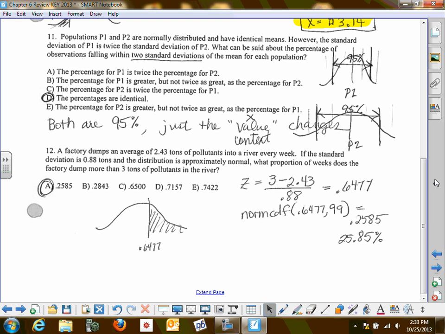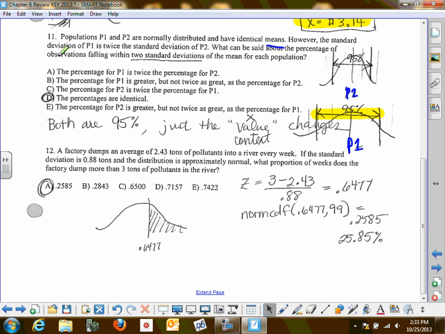Okay, for number 11, I drew a picture and I actually flipped the values. This is a picture of population 1, and this is the picture of population 2, because in the information up here, they have the same mean. So you can see they're stacked on top of each other with about the same mean. And the standard deviation of P1 is twice that. Look at P1, do you see how it's more spread out? So it's wider.